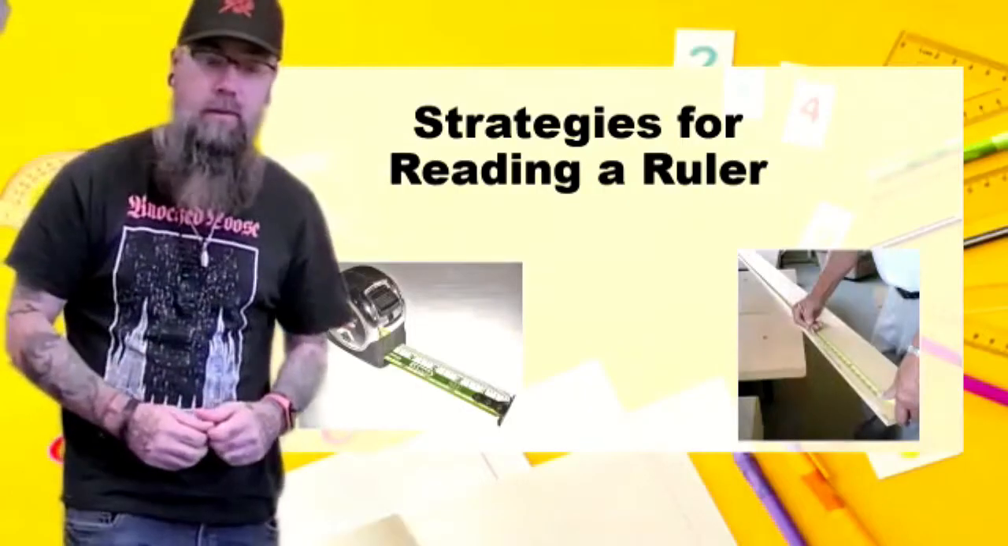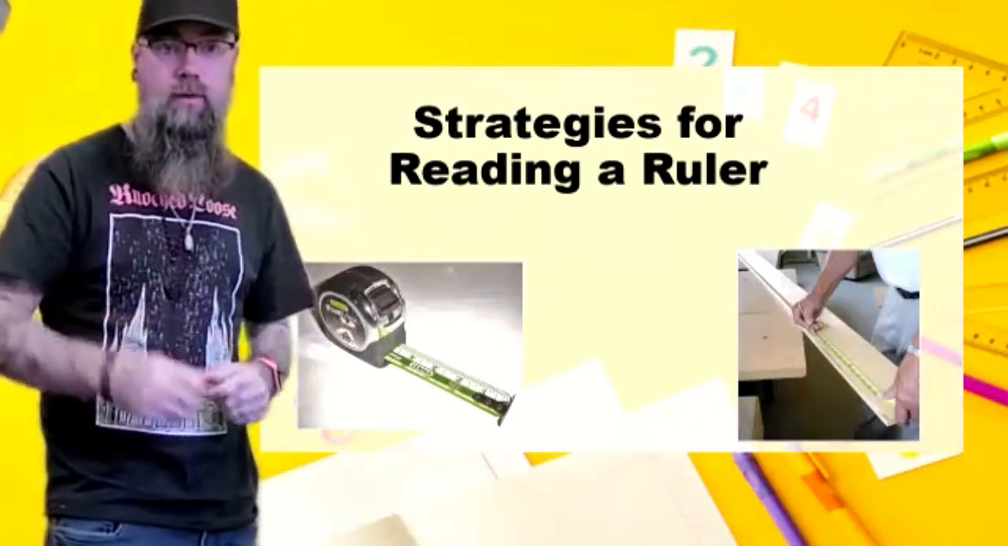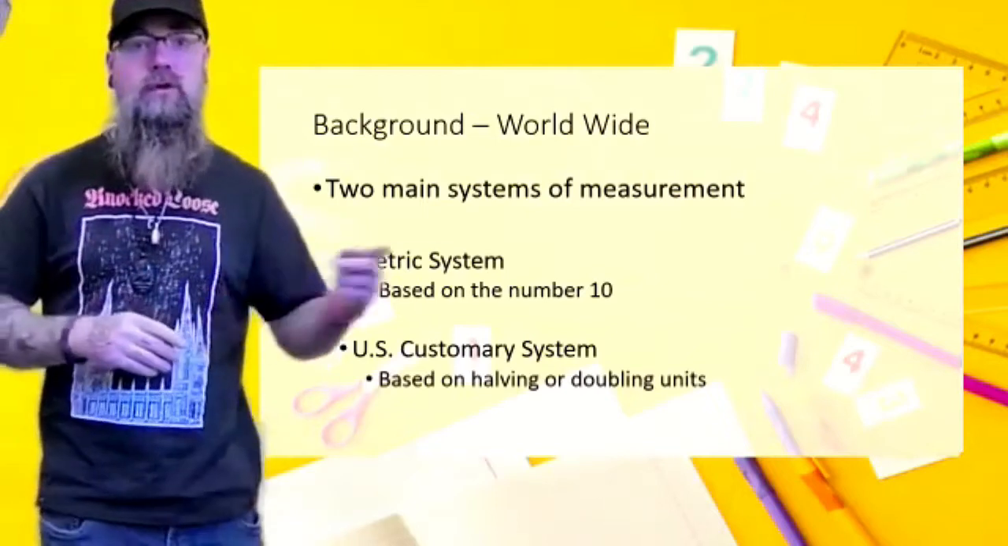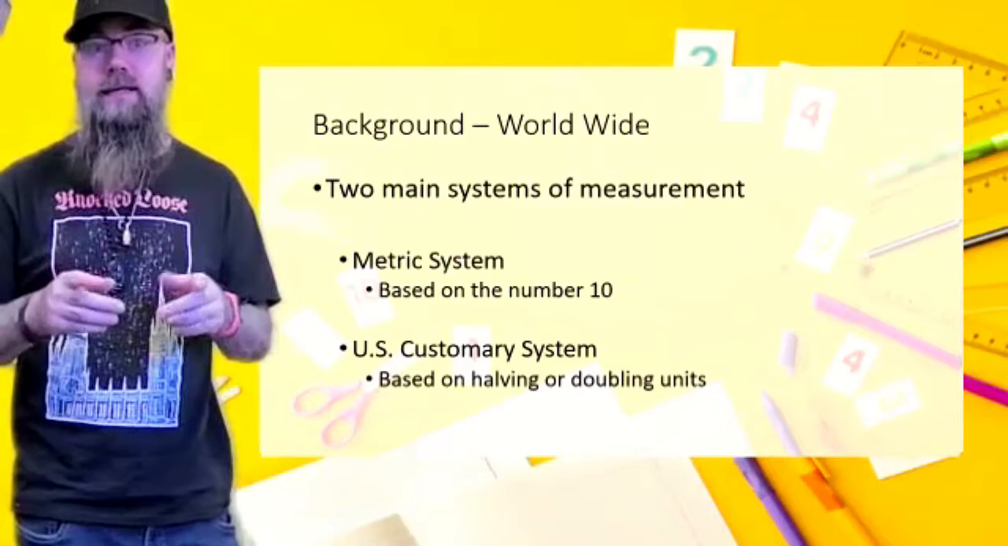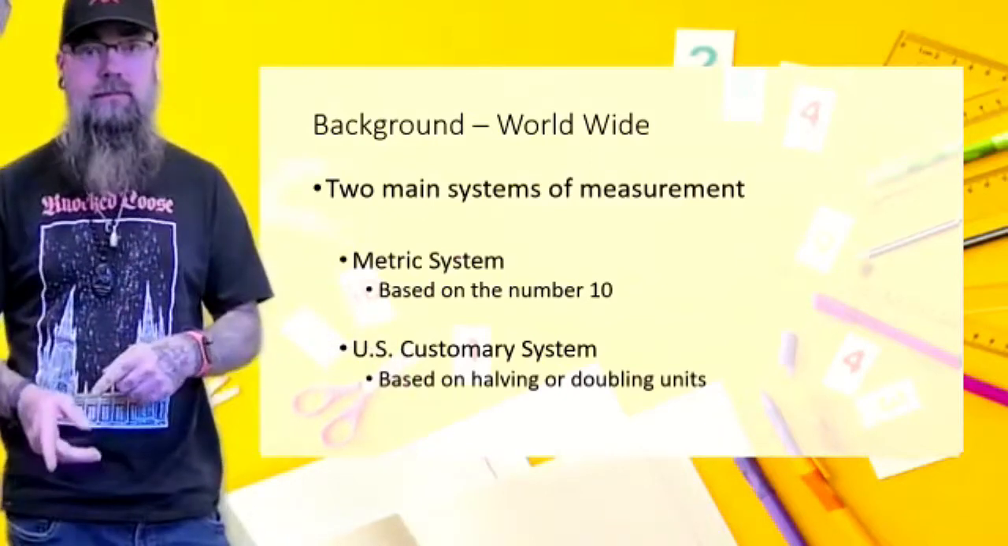Hey students and parents, this week for math, we're going to talk about calculating length and strategies for reading a ruler. There are two main systems of measurement in the world. For most of the world, they use the metric system, and this is based off numbers of 10. In the United States, our customary measurement is based on halving and doubling units.